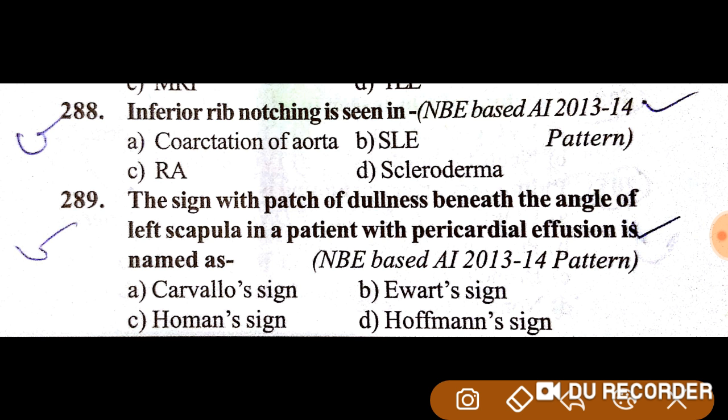Inferior rib notching is seen in coarctation of aorta, or what else we see? Sign 3. The sign with a patch of dullness below the angle of the left scapula in a patient with pericardial effusion is named as Ewart sign. See guys, the answer is Ewart sign.